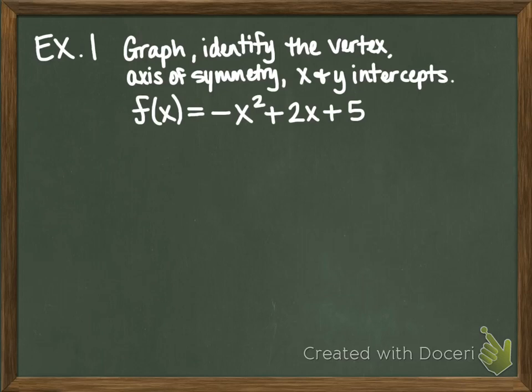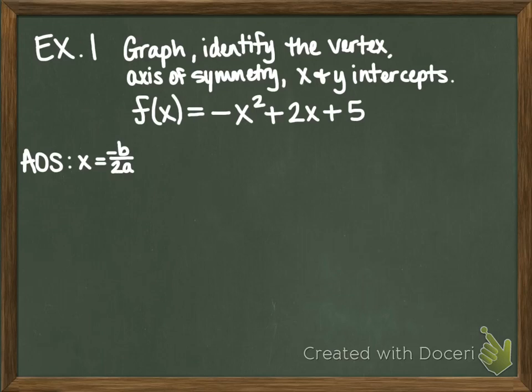Okay, so let's look at some examples. Example 1 wants us to graph, identify the vertex, axis of symmetry, and the x and y intercepts. So we're going to find all those things first and then graph it. We're going to start with the axis of symmetry.